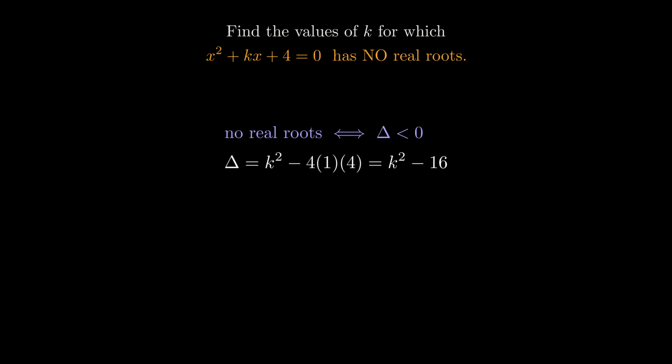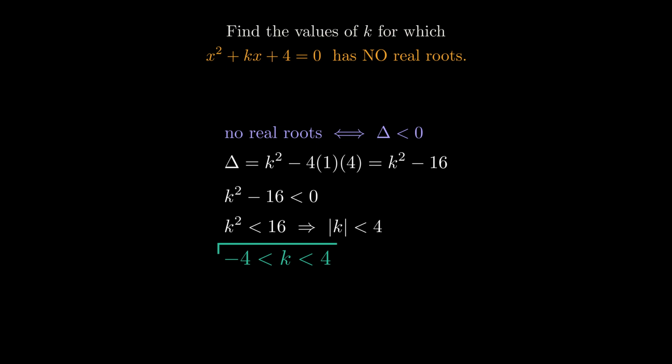k² < 16. Careful here. This is itself a little quadratic inequality in k. k² < 16 means the size of k is less than 4, which is the band −4 < k < 4. So for any k strictly between −4 and 4, the parabola floats clear of the axis. Notice the whole topic came full circle. We solved a quadratic inequality to finish a discriminant question.